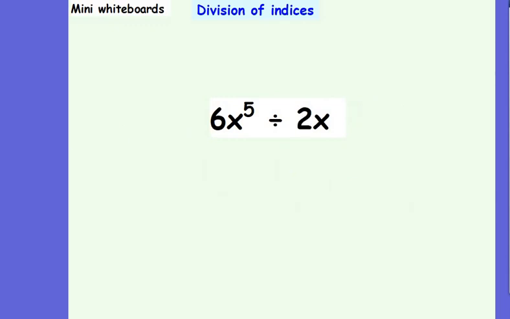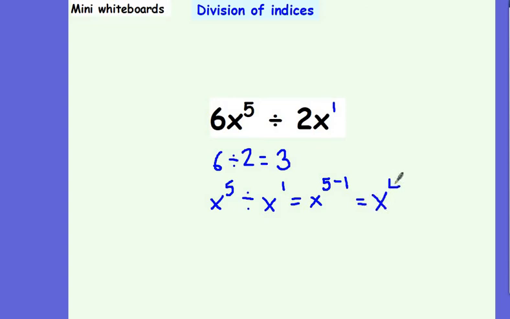How about now? Pause the video, have a little think. Right, I've changed my numbers. I've got 6 divided by 2, which is 3. My letters are x to the power of 5 divided by x, which I can write as x to the power of 1, which gives me x to the power of 5, take away 1, x to the power of 4. 3 lots of x to the power of 4.